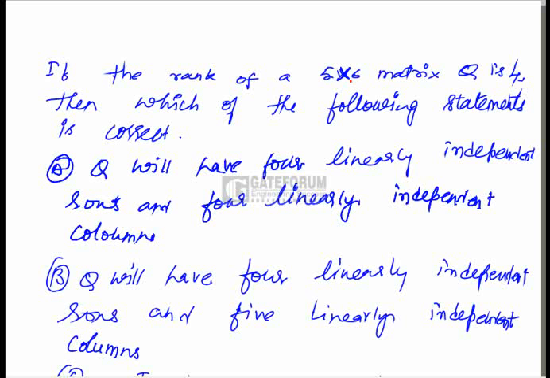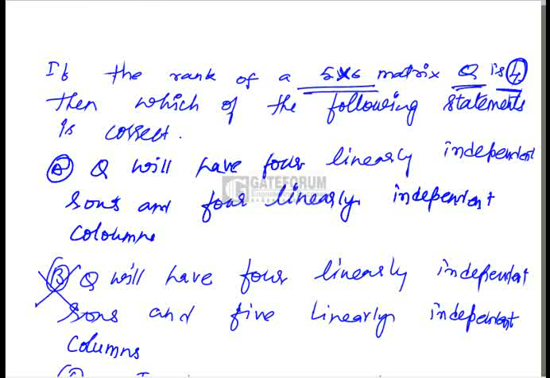In this problem, it is given that the rank of a 5 by 6 matrix Q is 4. Then we have to check which of the following statements is correct. Now let us come into the statement 2, that is option B. Q will have 4 linearly independent rows and 5 linearly independent columns. Now as the rank of the matrix is 4, either the number of rows or the number of columns will always be less than or equal to that rank. So option B is not possible.